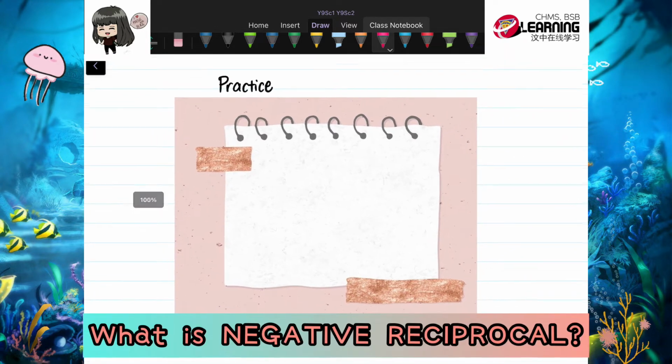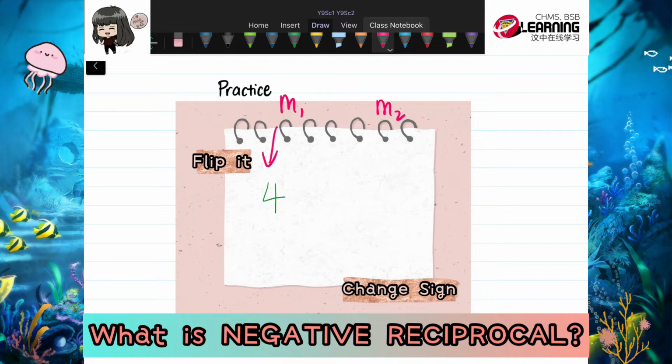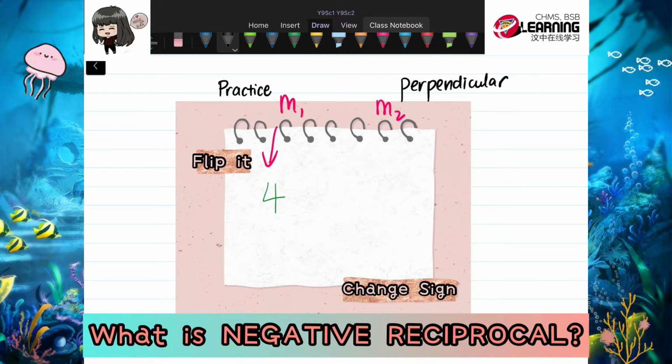Let's do some practice over here. If my 4 is my gradient, my m1, my first m, this is my m1. If I want to find my m2, my second m, where these two lines are perpendicular, we are talking about perpendicular now, not parallel. We are talking about perpendicular. Perpendicular means it's 90 degrees.